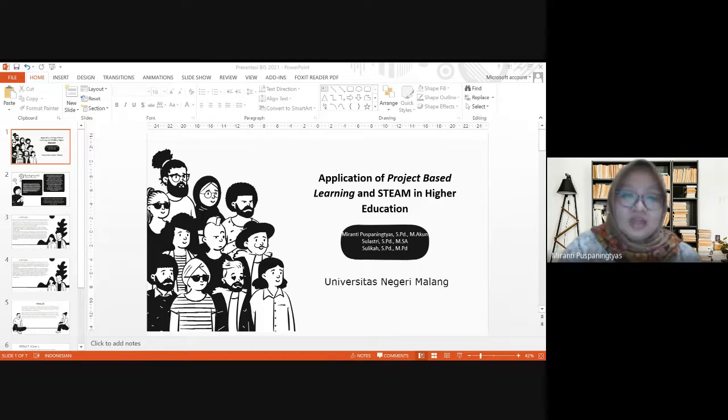For the conclusion, the results show that the application of the project-based learning model with the STEM approach could improve student critical thinking skill in accounting learning. Student critical thinking skill has increased before and after being given the treatment. The application of the project-based learning and STEAM model in the learning process has also succeeded in making students more active in the learning process. That's all from me. Thank you for your attention.